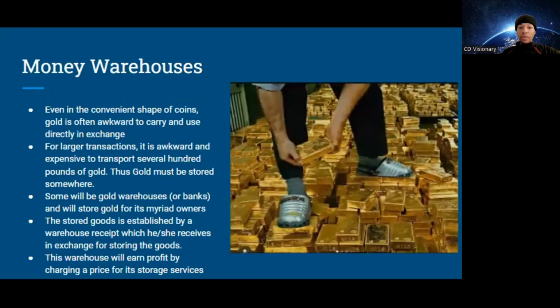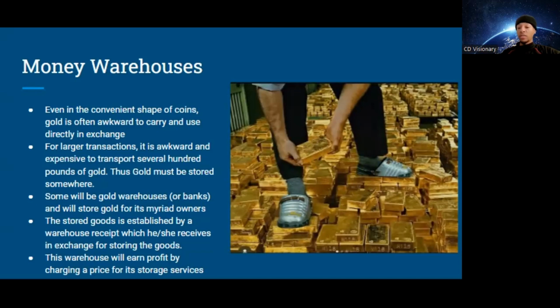Money warehouses. Even in the convenient shape of coins, gold is often awkward to carry and use directly in exchange. For larger transactions, it is awkward and expensive to transport several hundred pounds of gold. Thus, gold must be stored somewhere. Some will be gold warehouses or banks and will store gold for its myriad owners. The storage is established by a warehouse receipt, which the owner receives in exchange for storing the goods. This warehouse will earn profit by charging a price for its storage services. So this is how banks came to be.